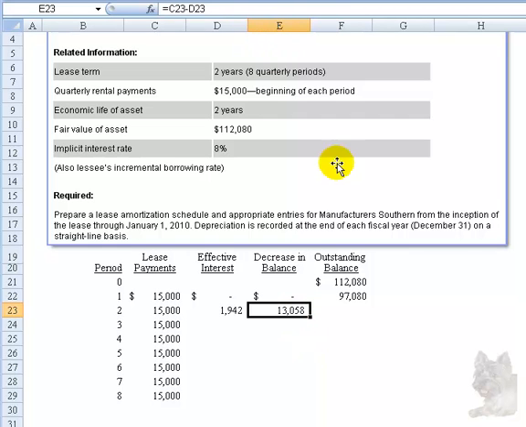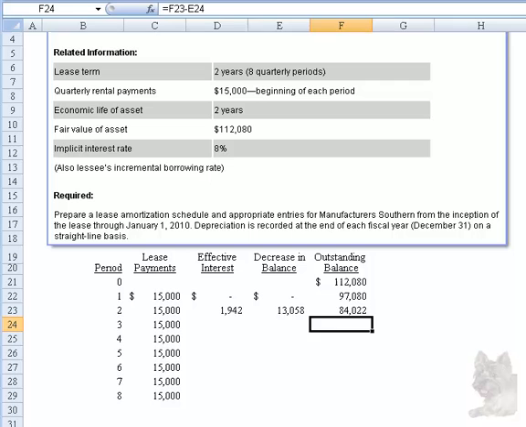Then the decrease in the balance of the principal becomes the principal payment, but we've got to add back the accrued interest. So the decrease in the balance is really just the $15,000 less the 1942 of effective interest. And when we do that, we can then compute the outstanding balance, which says take the remaining outstanding balance, which was in cell F22, and subtract off the amount of the principal that gets reduced. Okay, so the amount of the loan that gets reduced by the payment going towards principal, and that gives us $84,022.